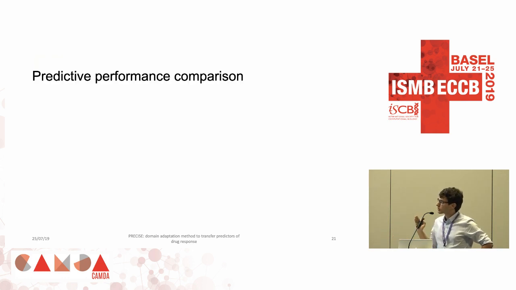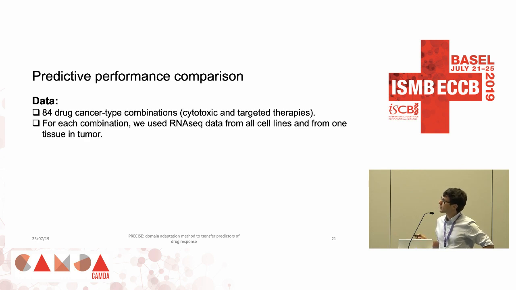So the first check is to know whether we are still learning something on the cell lines, because maybe we just completely discarded information that is relevant for learning predictive models. So we used a compendium of 84 drug cancer type combinations. So basically we took one drug and the tumor type that corresponds to this drug, for instance, lapatinib and breast, because we know that lapatinib has an effect in breast cancer. And all of these drugs were either cytotoxic or targeted therapies. For each of these combinations, we used the RNA-seq from all of the cell lines. So we didn't use one cell line type, but we used only one tumor type, for instance, breast.